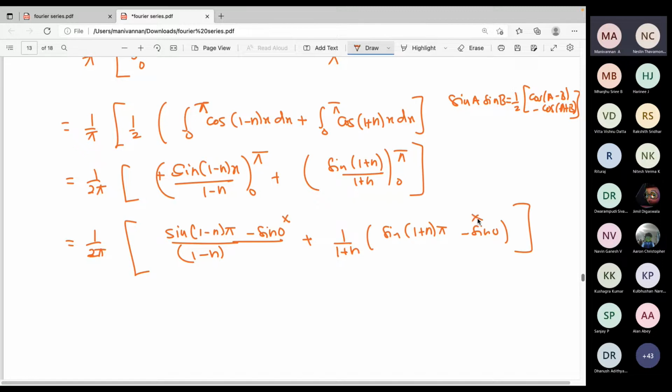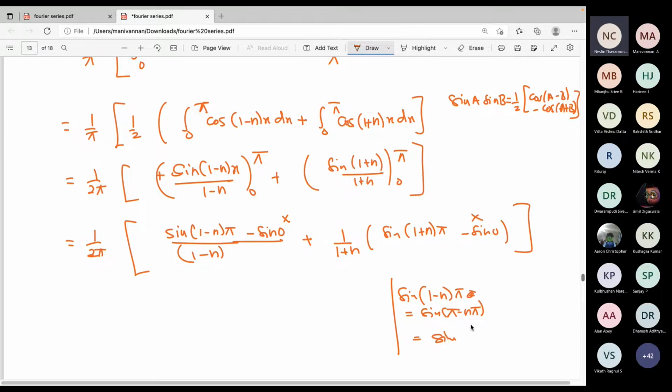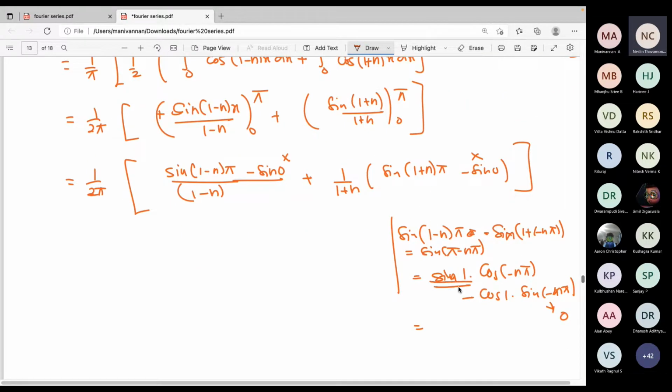These two sine 0 values are 0. Then what about sine of 1 minus n pi? Sine of 1 minus n pi is sine of pi minus n pi. Sine a minus b, I may consider as sine of a plus of minus b. Sine of a plus b is sine a cos b minus cos a sine b. Is it right? Sir, is it clear?